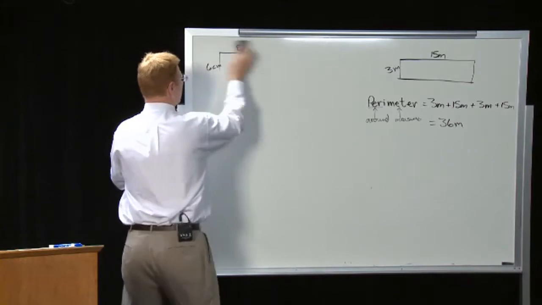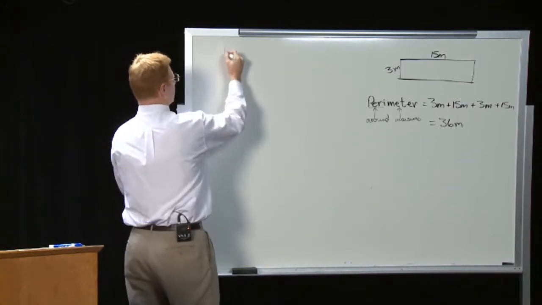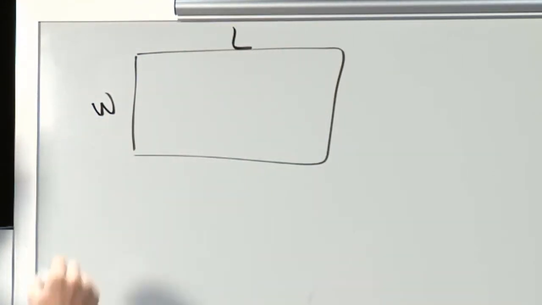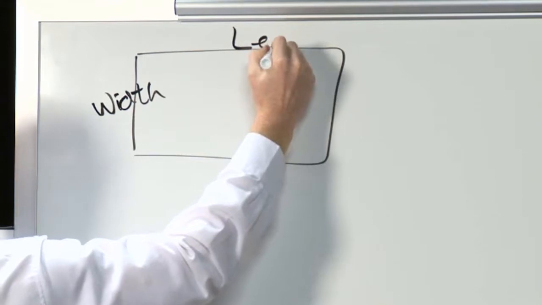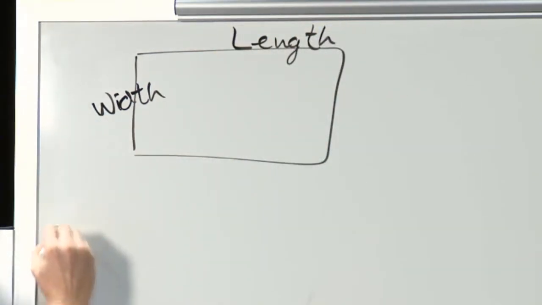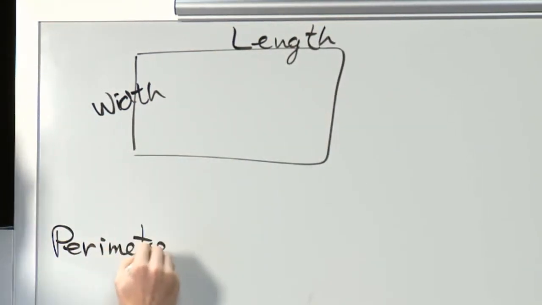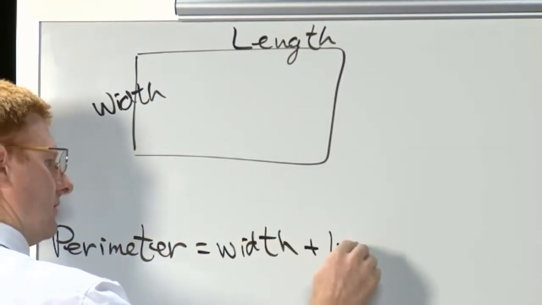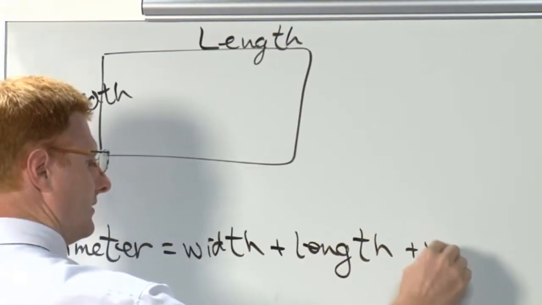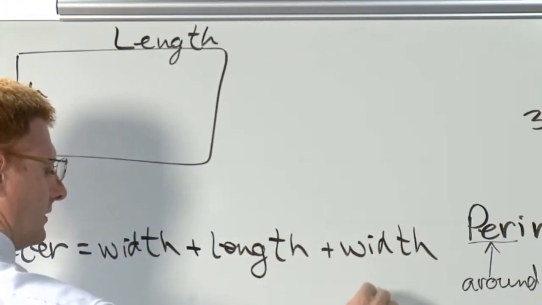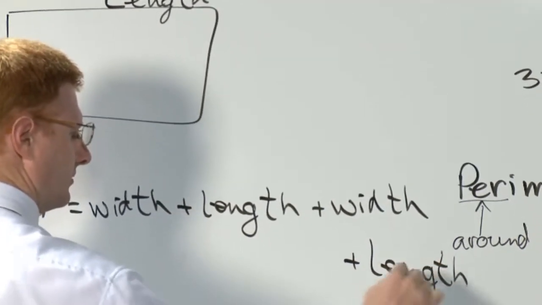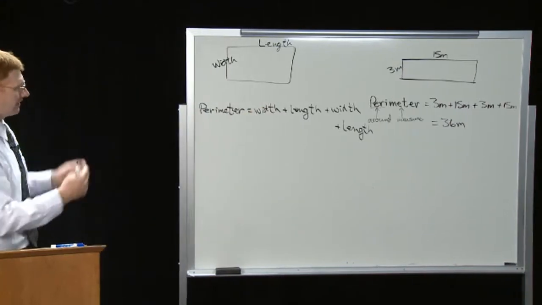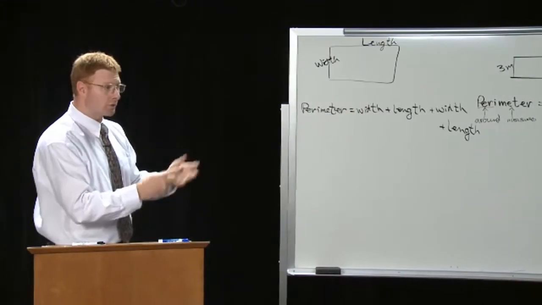Show what I mean. If we take this, we say, okay, we have a rectangle. This is the width, and this is the length. Then the perimeter would equal the width plus the length plus the width again plus the length. Okay, so you write that out, and that pattern, you write it out like that, and that's a formula. That's what a formula is.